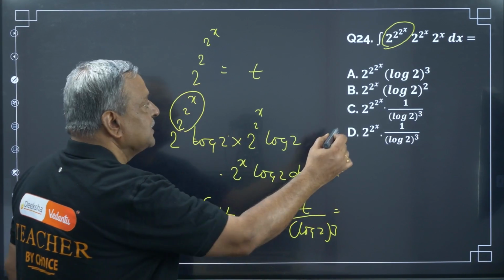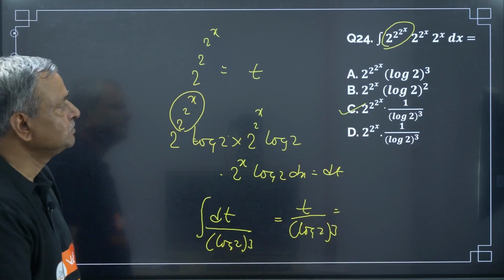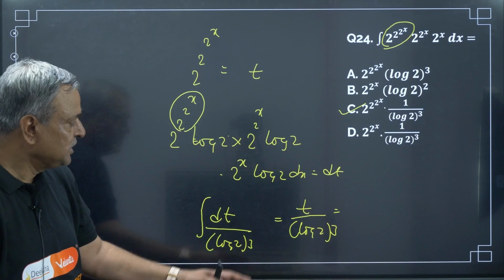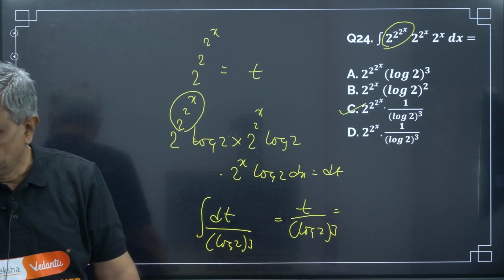But what is t? This is there. So which option will come? Option C will come. Okay, t, what is t? 2 to the power 2 to the power 2 to the power x, by (log 2) whole cube.